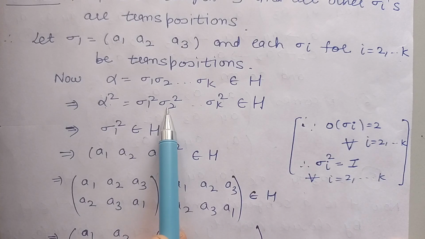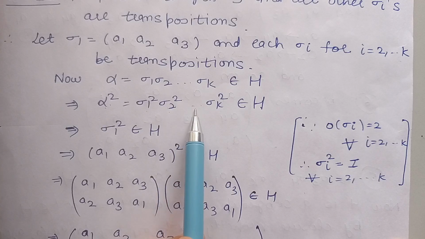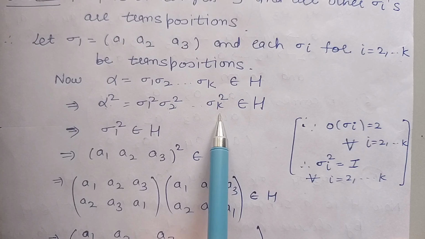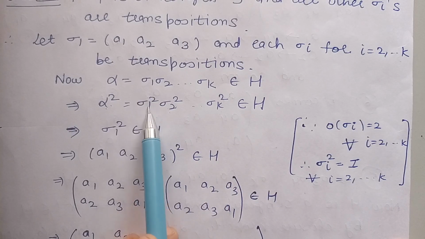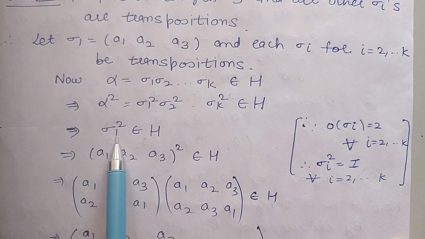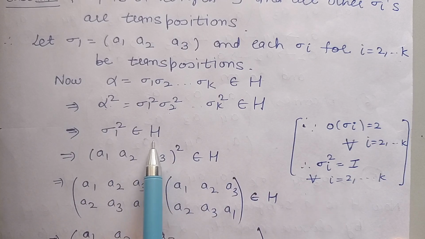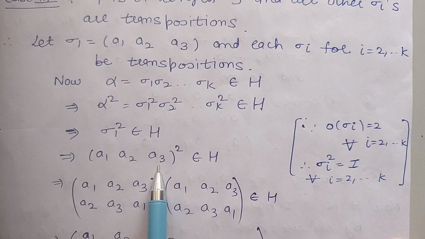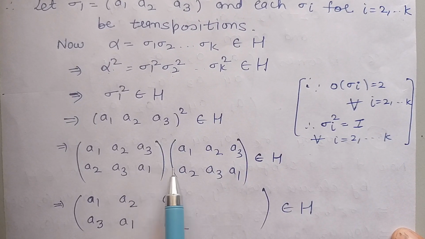So sigma 2 square will be identity, sigma 3 square will be identity, and so on up to sigma k square, that is also identity. So we are left with sigma 1 square times identity, which belongs to H. So we get sigma 1 square belongs to H. Now substituting the value of sigma 1, a cycle consisting of elements a1, a2 and a3, its square belongs to H. So let us simplify the product.